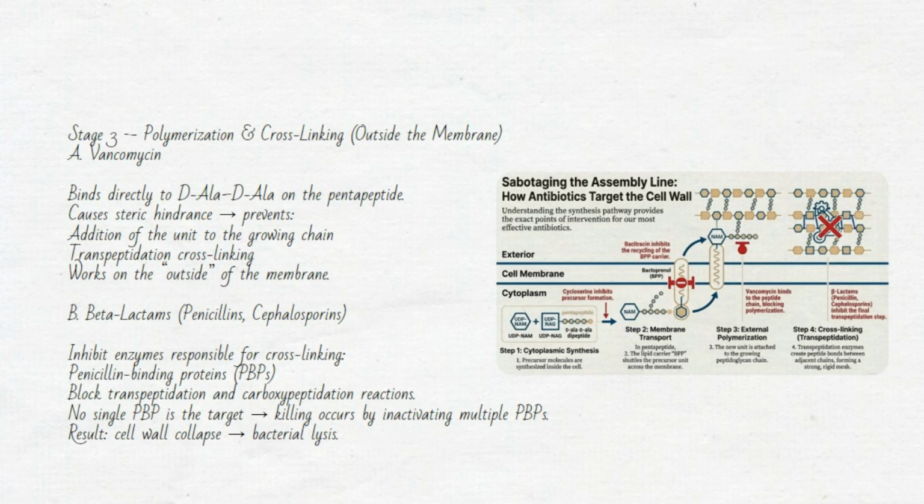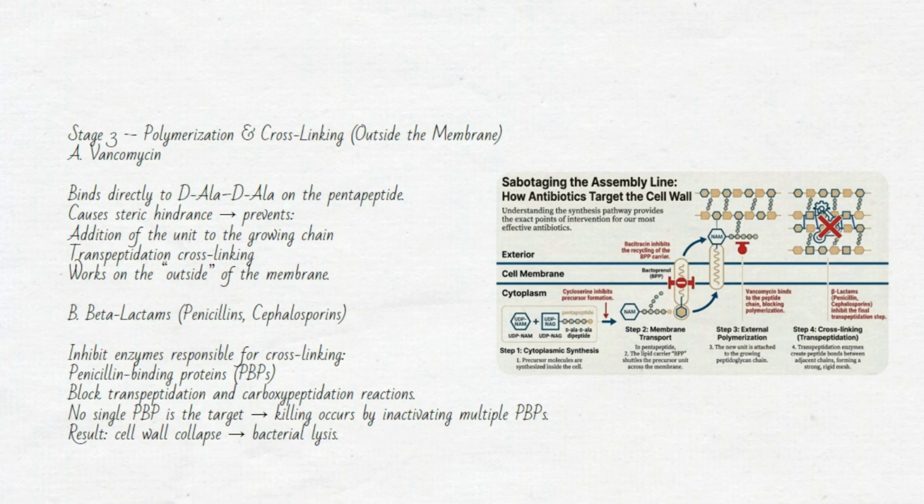BPP carries the NAG-NAM-pep repeat unit to the outer surface of the membrane where the peptidoglycan of the existing cell wall is located. The repeat unit is added to a free end of the existing peptidoglycan, increasing the length of the polymer. This stage is governed by two major drug families. First, vancomycin. It works by physically binding to the terminal D-ala-D-ala dipeptide after it's been transported but before it can be incorporated into the growing peptidoglycan chain.